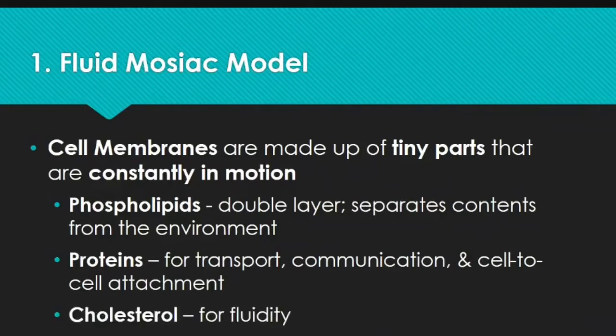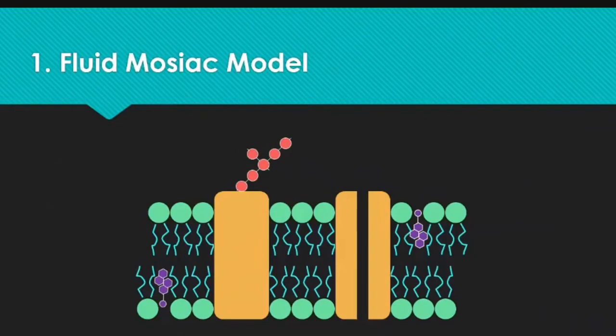And then finally, cholesterol. Cholesterol is a really important molecule because it increases fluidity of the cell membrane. The more cholesterol you have, the more you break up those phospholipids and prevent them from solidifying, especially at cold temperatures. So here's a little picture of the fluid mosaic model.